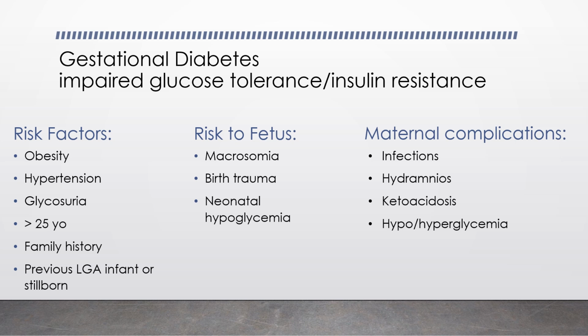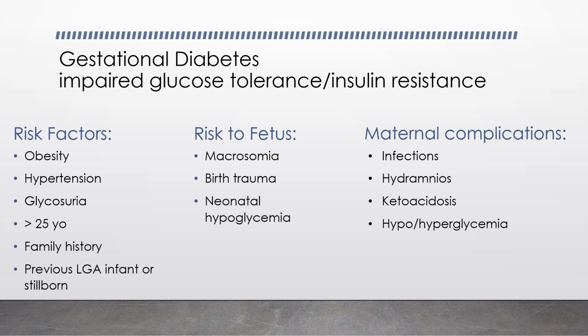Next, we'll talk about gestational diabetes. So when we talked about hypoglycemia in the newborn, we kind of touched on some of these principles. So gestational diabetes is impaired glucose tolerance along with some insulin resistance, and you'll get more of that in level 3. So we're going to keep it really high level for the purposes of this course.